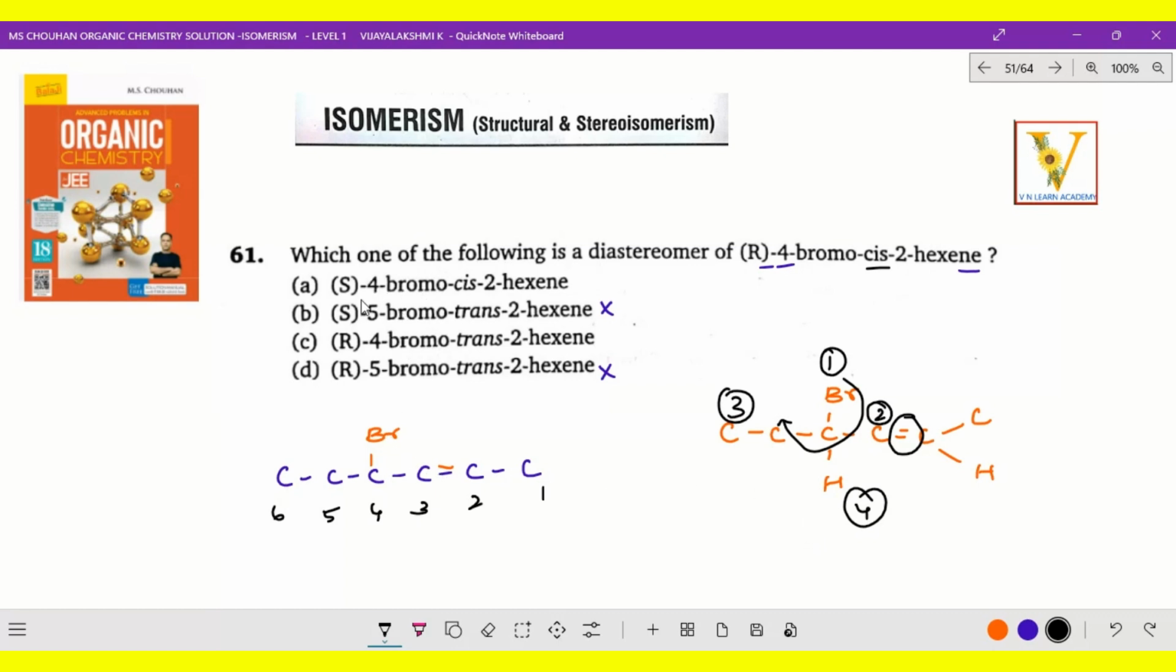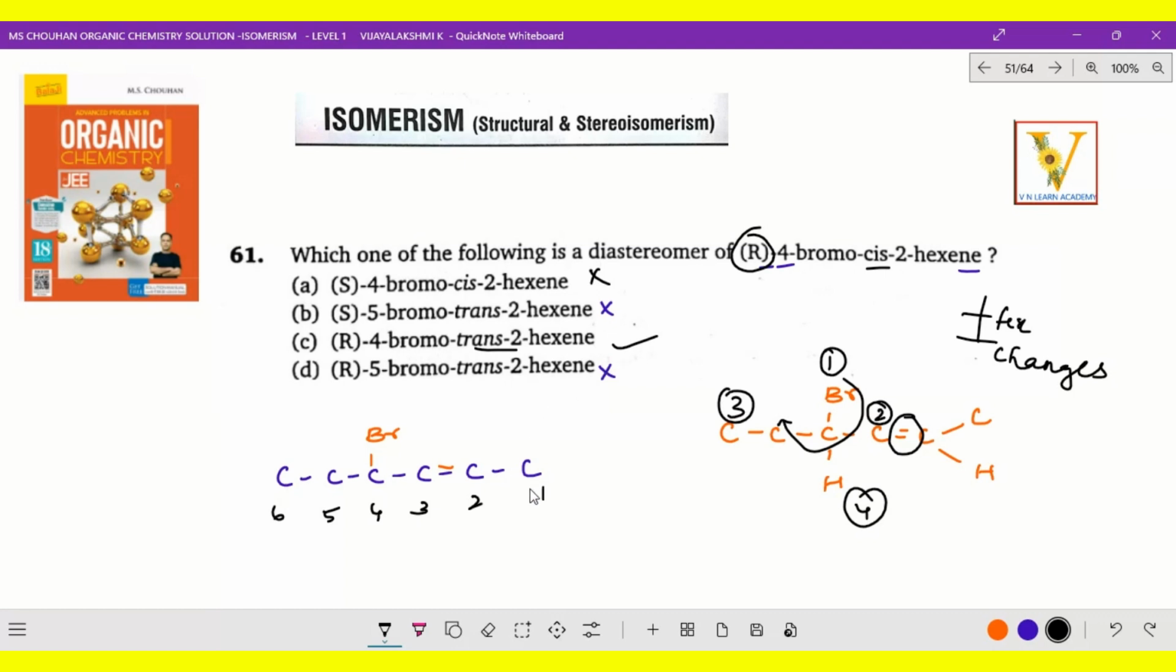Option a, 4 bromo cis 2-hexene. Here they have given R only, so yes will not be possible because it is opposite, right? So this is R only. Diastereomer is what? One is fixed, the other only will change, right? In that way, speaking, so yes will not be possible. So this option also will be wrong. And then option C, R 4 bromo trans 2-hexene. So this is the only correct one.